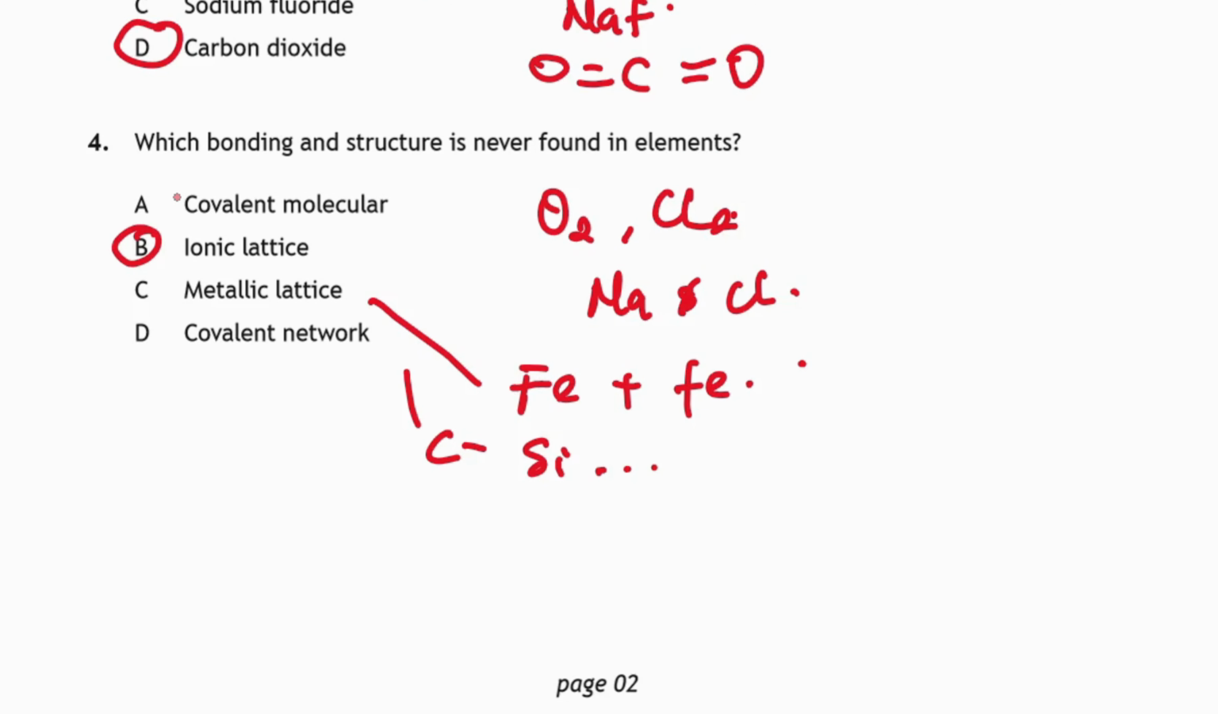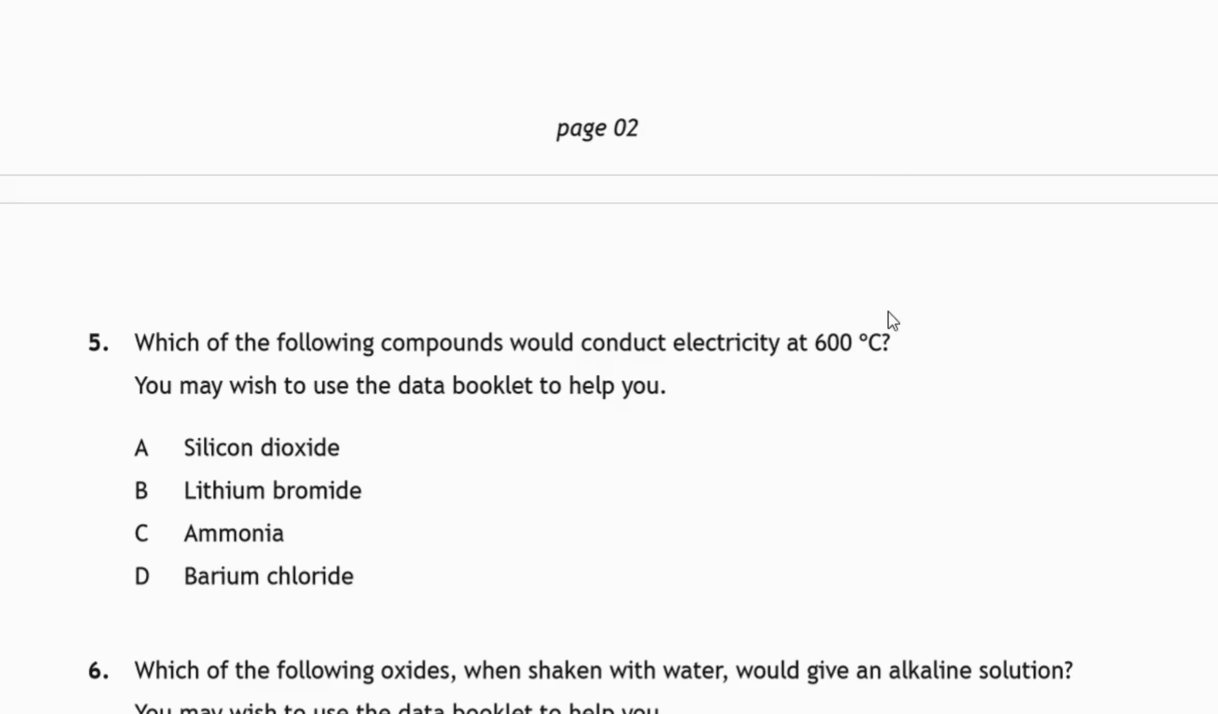And then the fifth question says, which of the following compounds will conduct electricity at 600 degrees Celsius? Again, ionic and covalent. Now, your data booklet will be of help. One of the properties of ionic compounds is that they have high melting and boiling points and they conduct electricity in the molten state. But covalent network and covalent compounds don't conduct electricity. So the first thing to do is to eliminate options that are covalent.